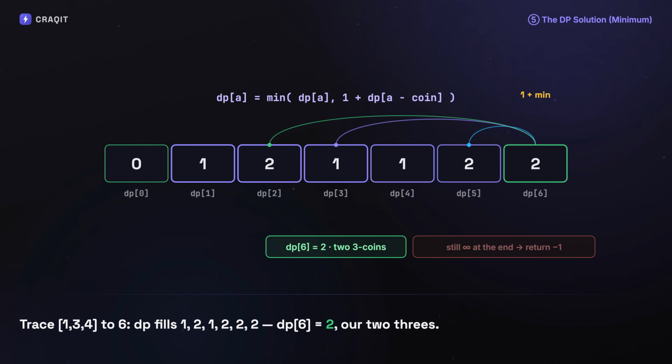Let's trace coins 1, 3, 4, building to 6. dp fills 1, 2, 1, 2, 2, and finally 2. dp of 6 is 2, our 2 threes. Time is the amount times the number of coins. Space is order of the amount. Clean, and it never gambles.